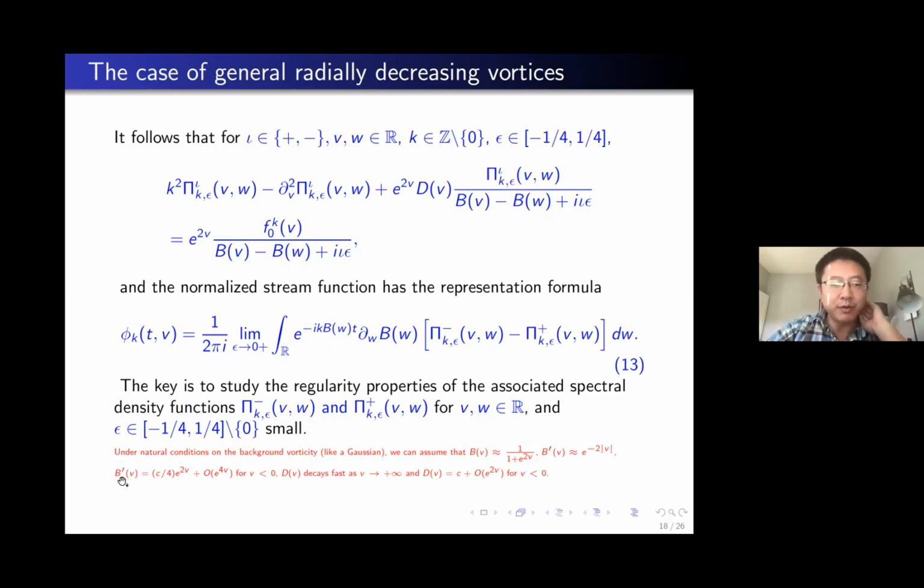And moreover, B prime of V has an asymptotic expansion when V goes to minus infinity, and D(V) also has this. D(V) is almost equal to a constant when V goes to minus infinity. It also has an asymptotic expansion. These properties are important to determine the size of the potential. It turns out that the potential is not completely negligible. In fact, it plays a major role when W is negative.